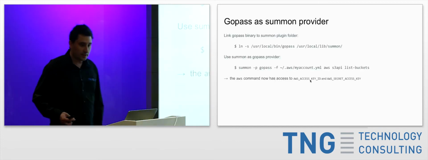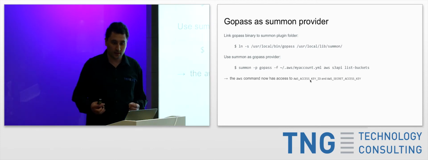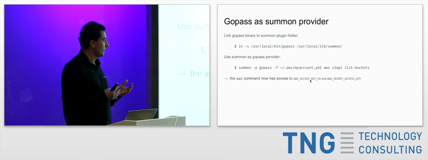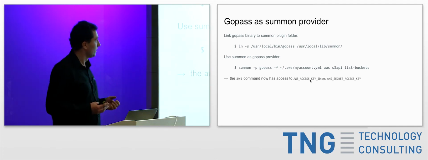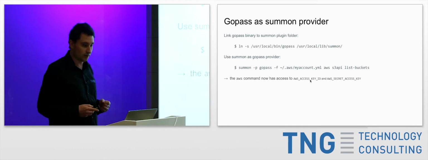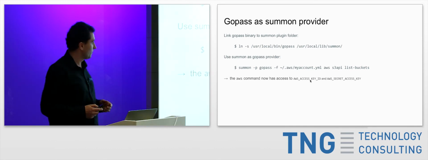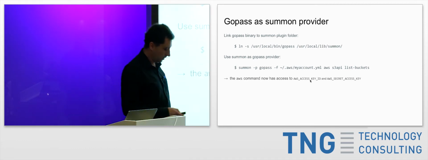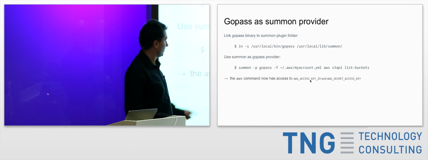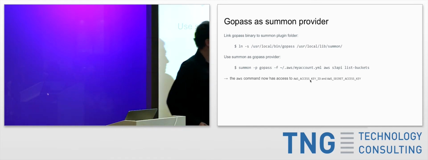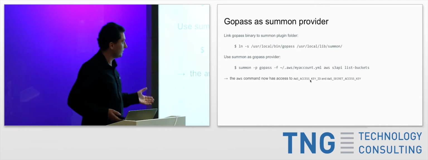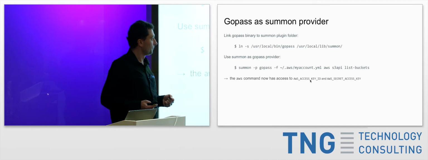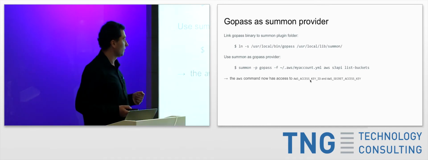Summon calls the process with the correct environment set. The only thing that you need to do is to link gopass to the Summon provider directory, because by default, if you specify the secret name, it just returns the secret. And with things like that, you can then specify the provider and use that to call a tool, for example, AWS, to list buckets. So in the background, it sets the AWS access key ID and the secret access key, and makes them available from your local gopass.